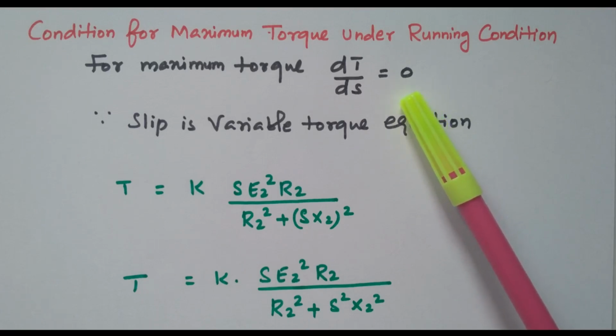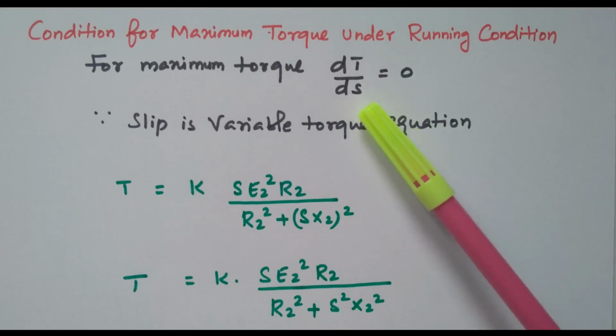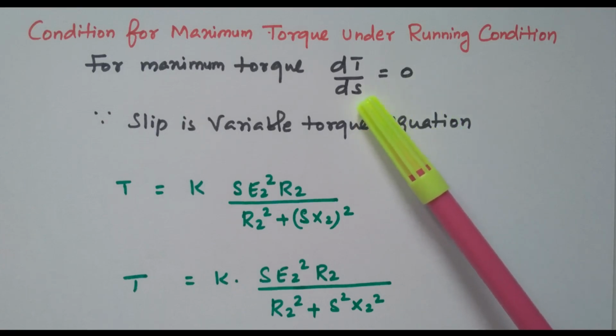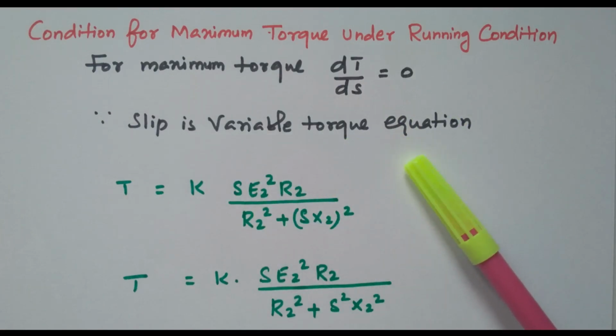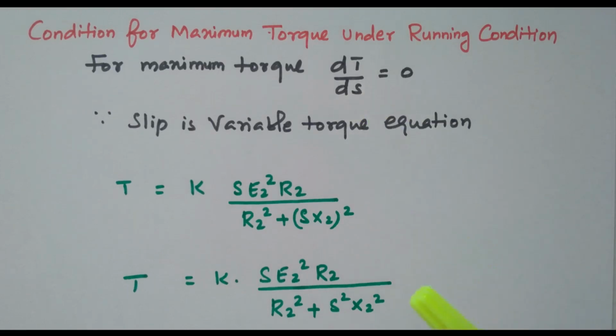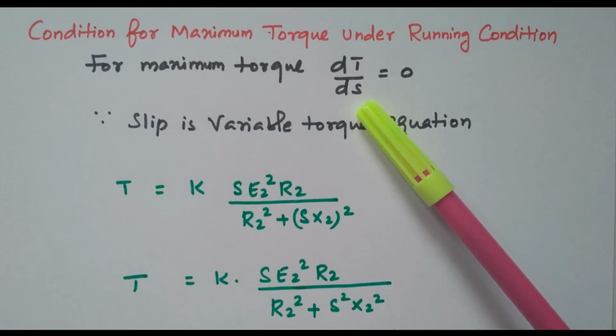So this is normal mathematics. In mathematics also you already studied, right? Differentiation of the term while equating to 0 will give the maximum value. So here we are considering the slip. Why? The slip is variable in the torque equation, right? In the torque equation, the slip keeps on changing, it is the variable one. So we need to differentiate with respect to the variable parameter. Here the slip is the variable parameter, so we are differentiating with respect to the slip.